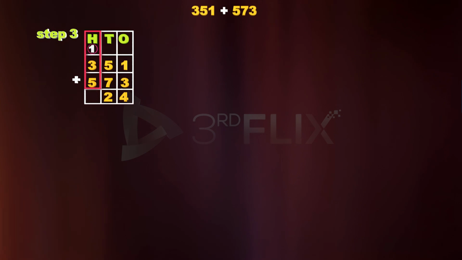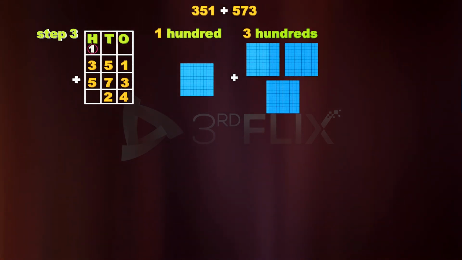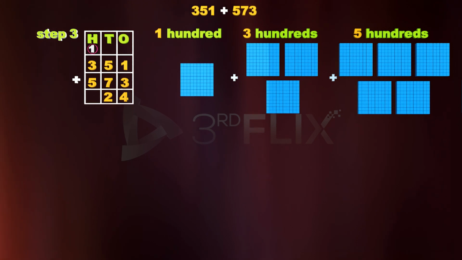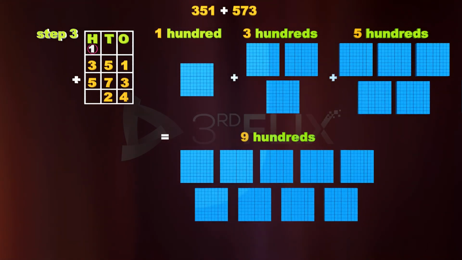Step 3. Add the hundreds. 1 hundred plus 3 hundreds plus 5 hundreds. So, 1 hundred plus 3 hundreds plus 5 hundreds is equal to 9 hundreds. Keep 9 in the hundreds column.